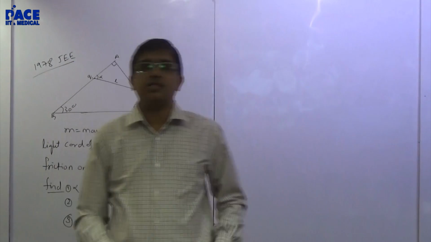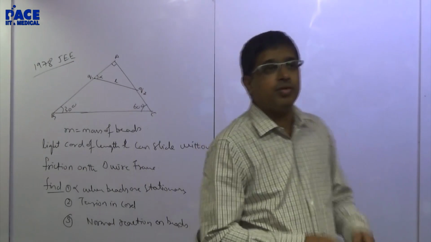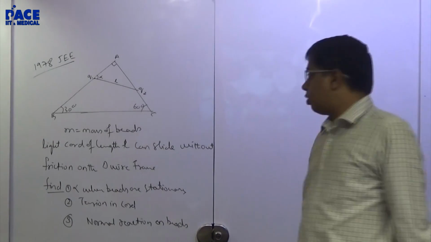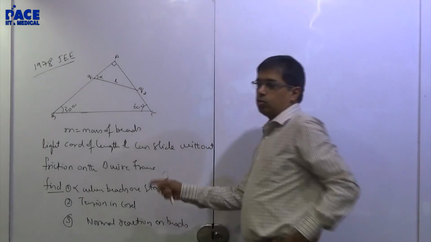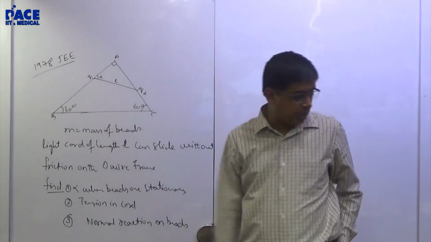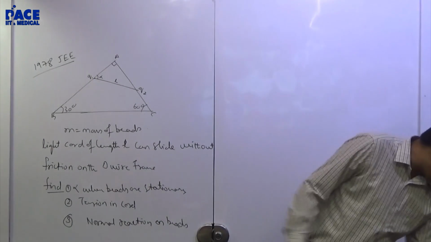Incidentally, in your booklet in the subjective exercises, this problem is given, but I think we went wrong with the numbers there. I think we made that 60 and 30. So to make sure that you rectify it, I am making you solve it here itself.